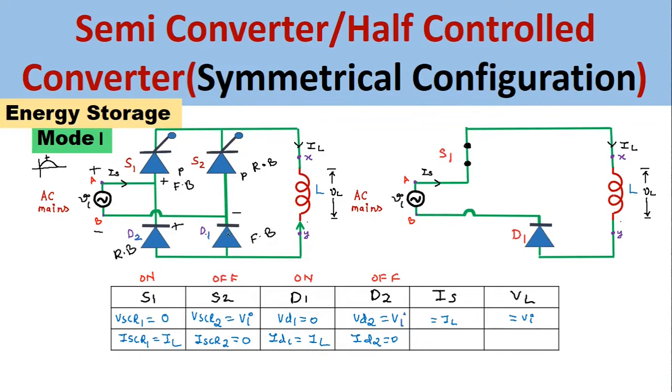If we consider this device as ideal, at omega t equal to alpha only, SCR1 goes into the on condition when a trigger pulse is given at the gate terminal of SCR1.